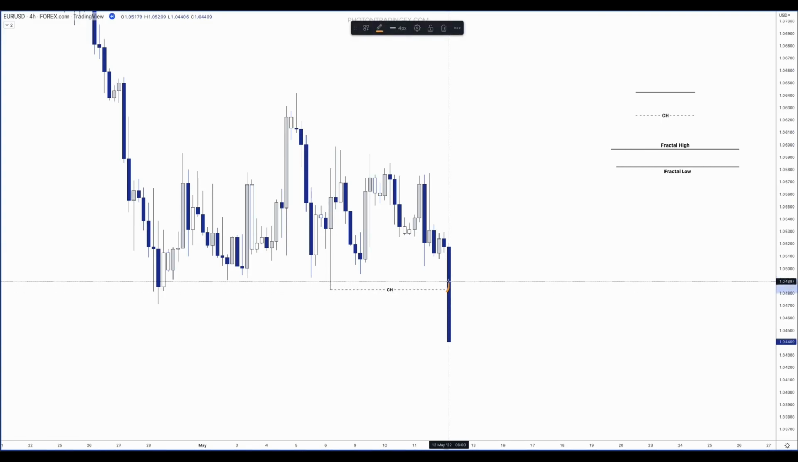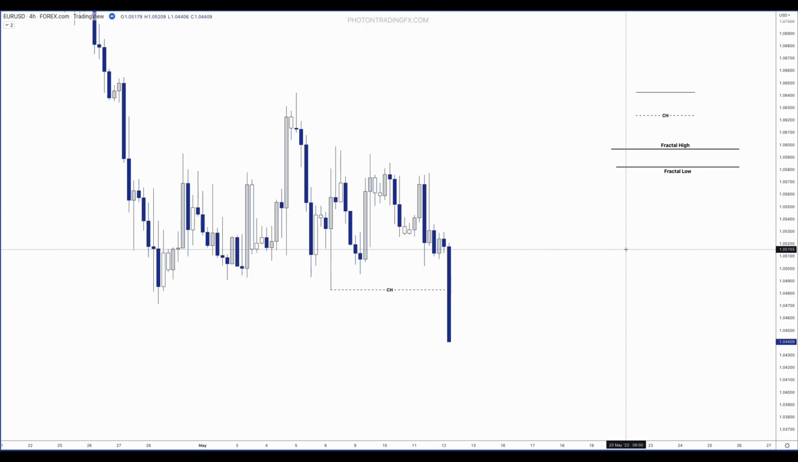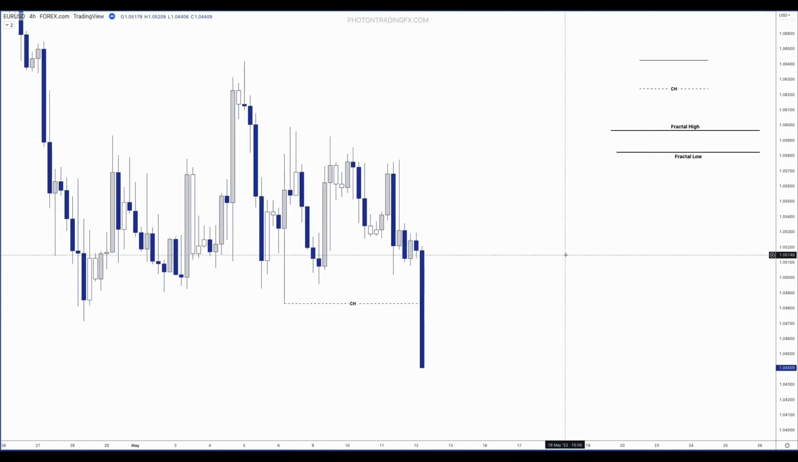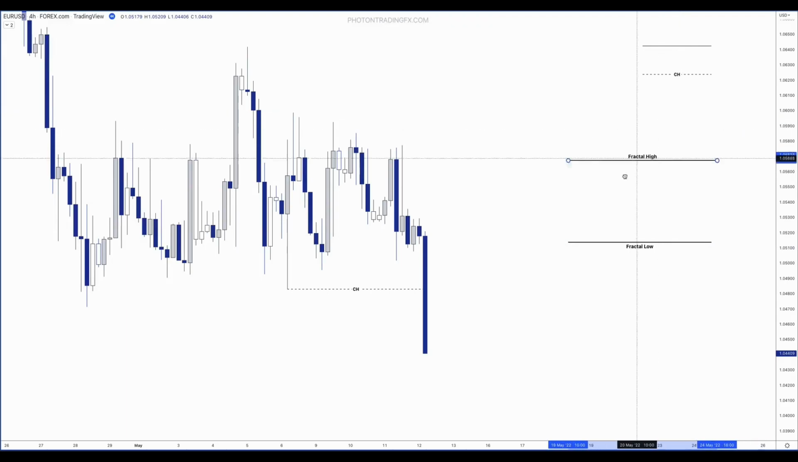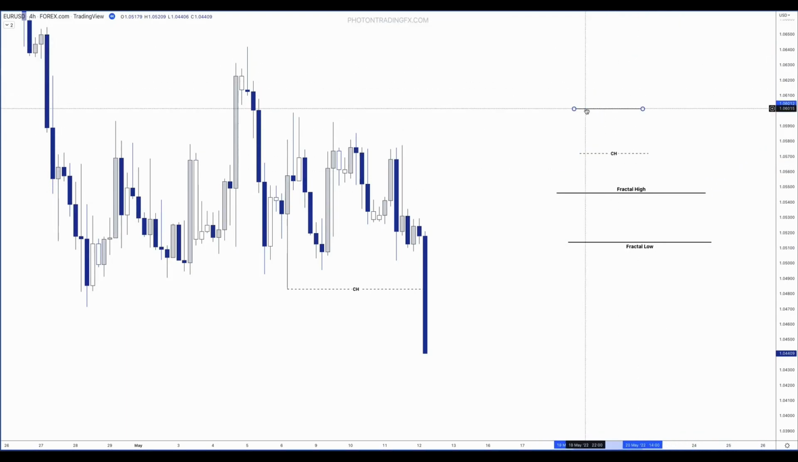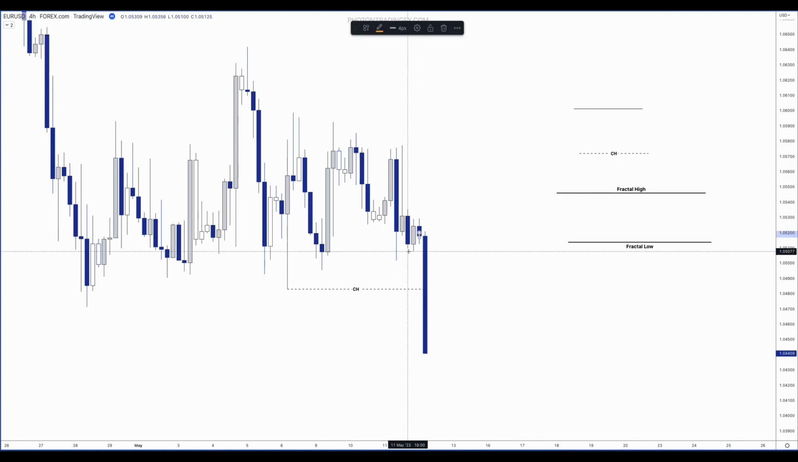So did this candle here break the previous candle's low? Yes, it did. I'm going to zoom in even more. Yeah, we can see that it did. Did this next candle break the previous candle's low? No, it failed to break that previous candle's low. So this now becomes our current active fractal high.